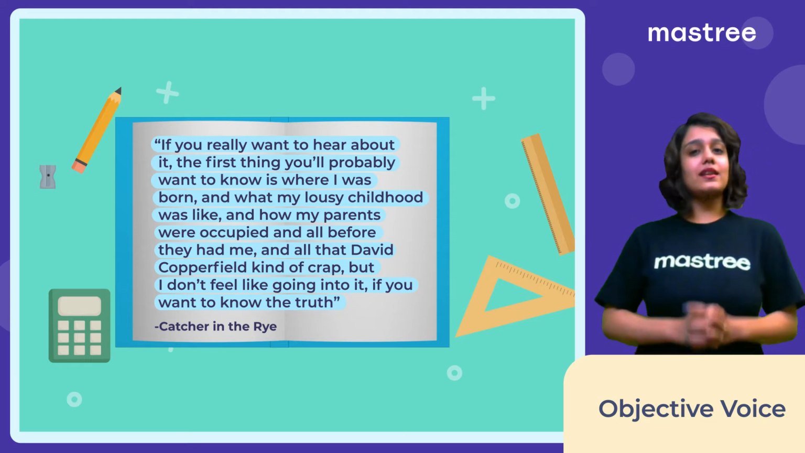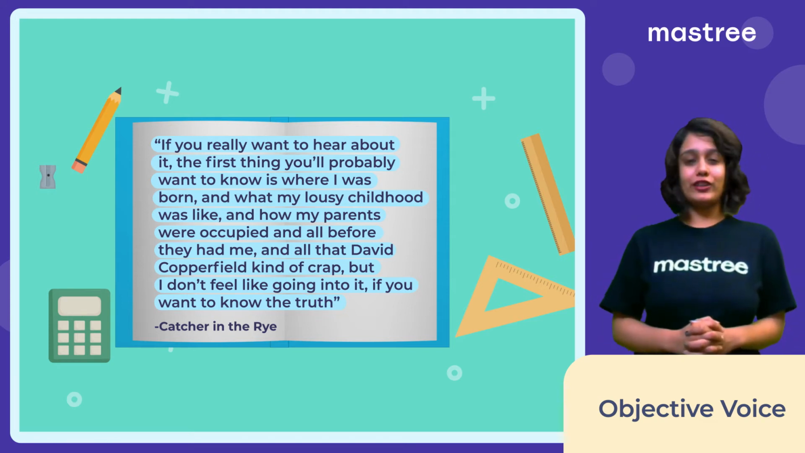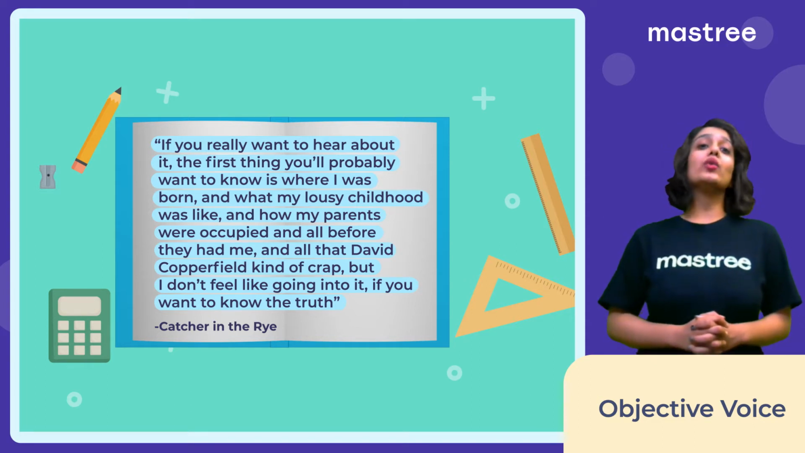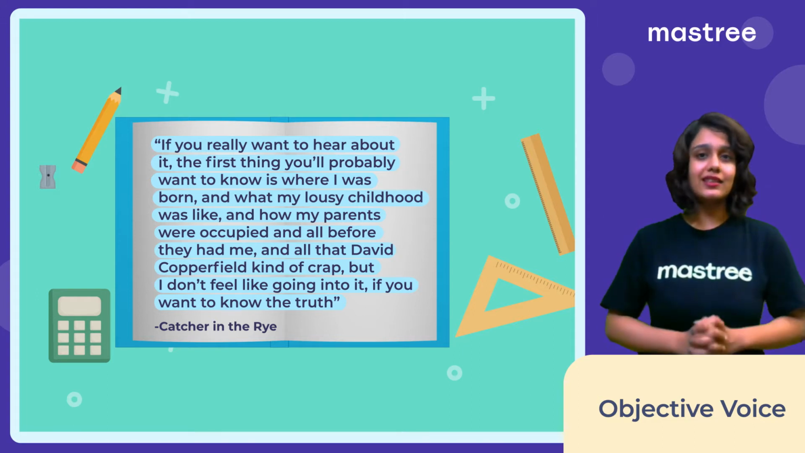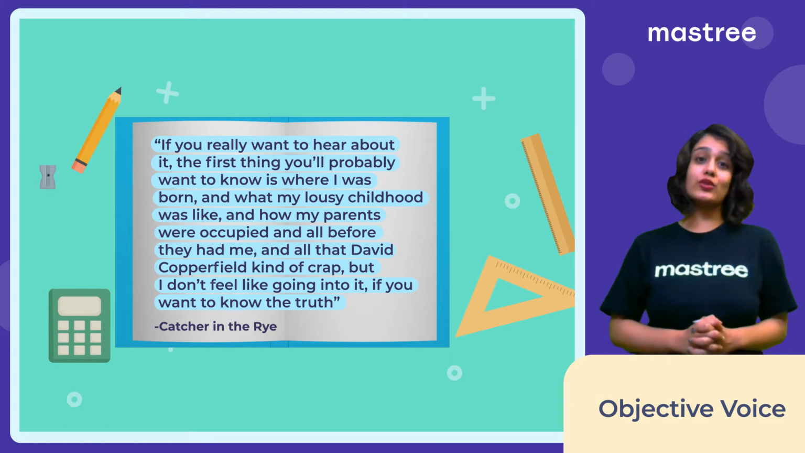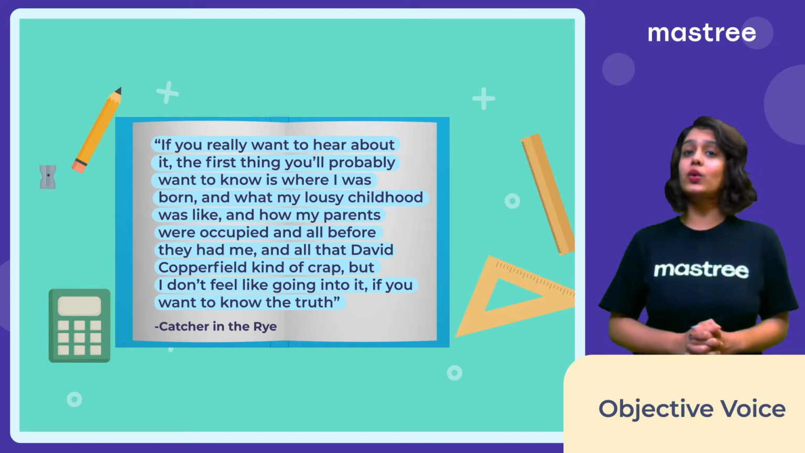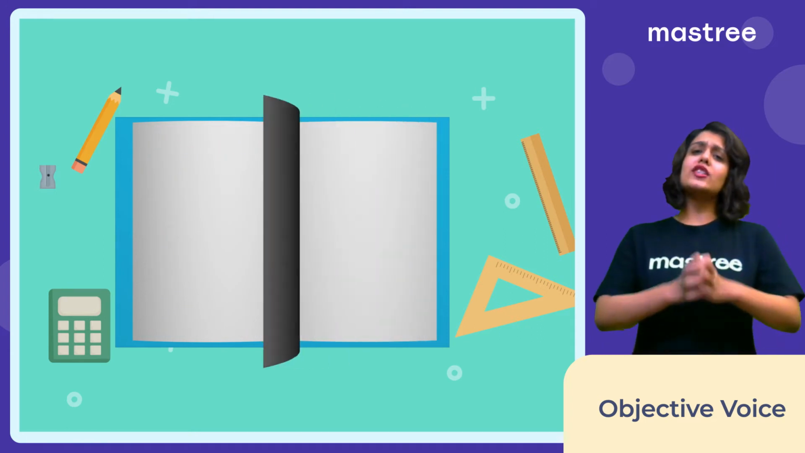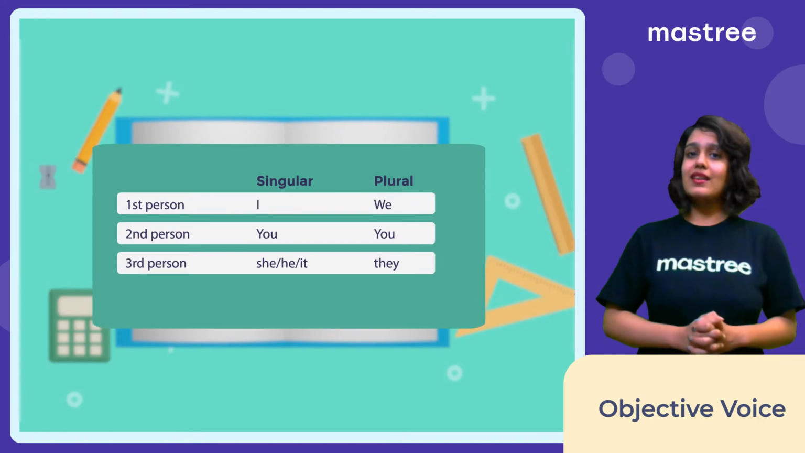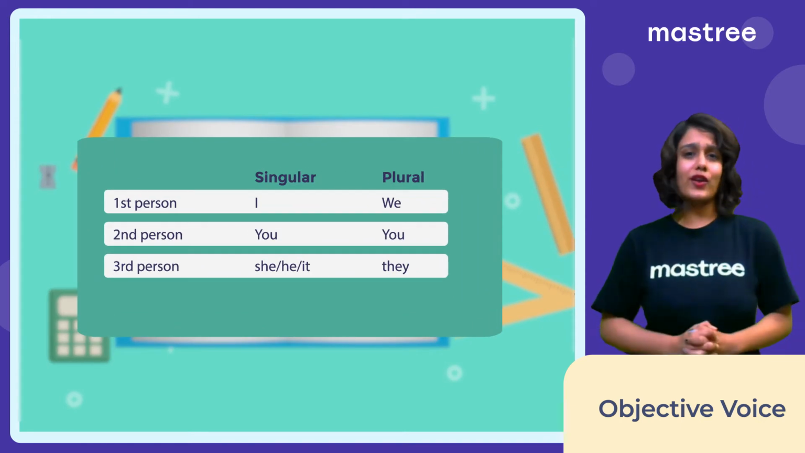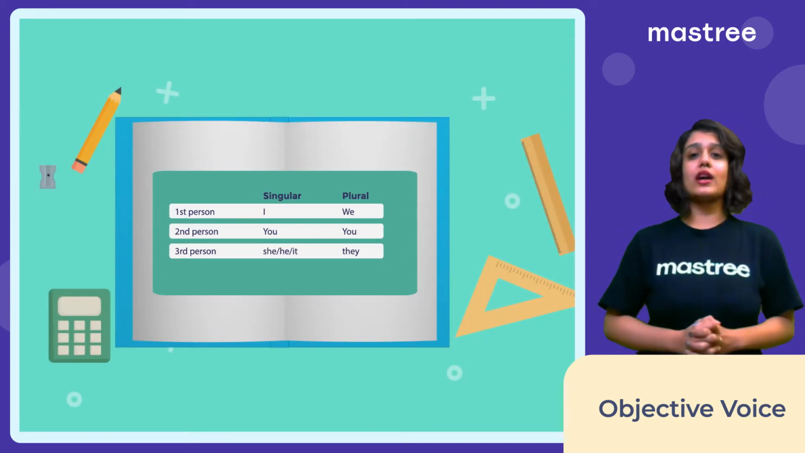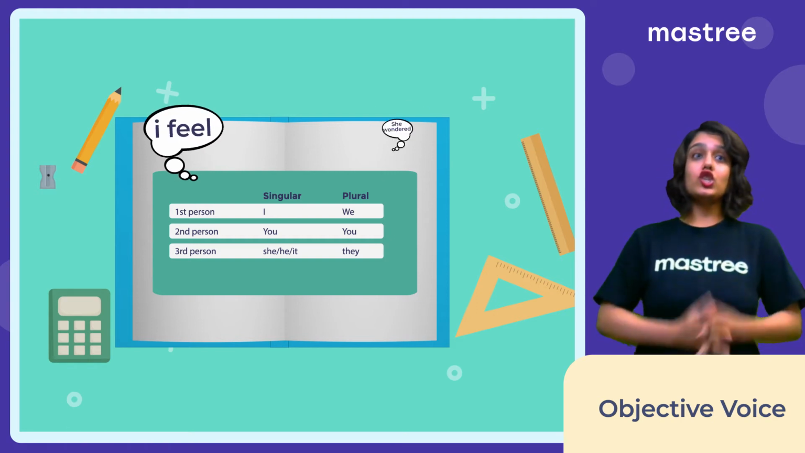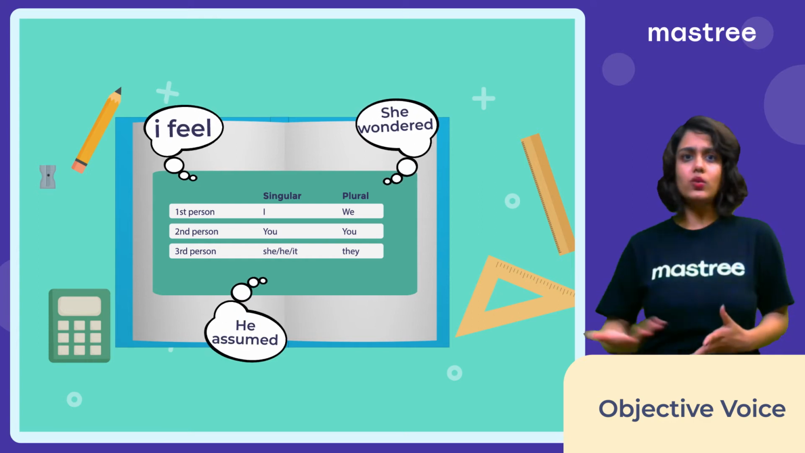Now here, the speaker is the book's protagonist, Holden Caulfield, a 16-year-old narrator who establishes himself as such with the use of I and then proceeds to tell you, the reader, that he isn't interested in what you want to hear or read and that he's going to tell you what he feels like telling you. So as you can guess, the pronouns for the subjective voice are I, you, me, and so on. And of course, in narrative writing such as storytelling, you frequently use these pronouns to describe what you are feeling or thinking, such as I feel, she wondered, he assumed.